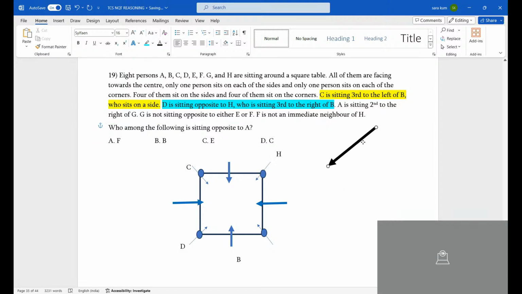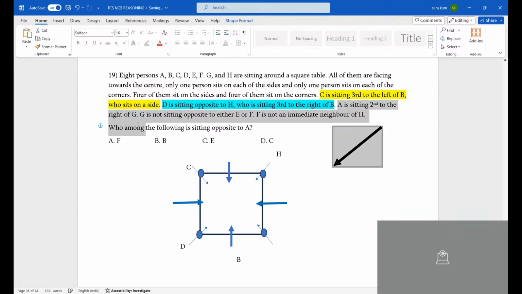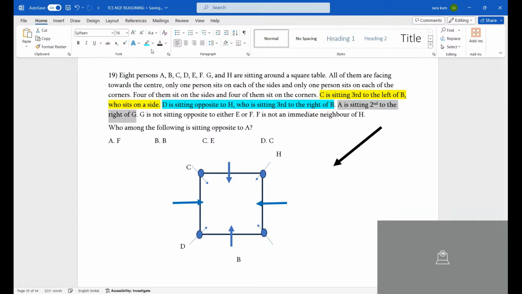Okay. And the next one is A is sitting second to the right of G. So this here is the next clue. Now, where will you substitute this clue in this green color? A is sitting second to the right of G. If you put G here, this is one possibility, right? A sitting second right is not possible. You cannot put A here. Already B is there. This is not possible.